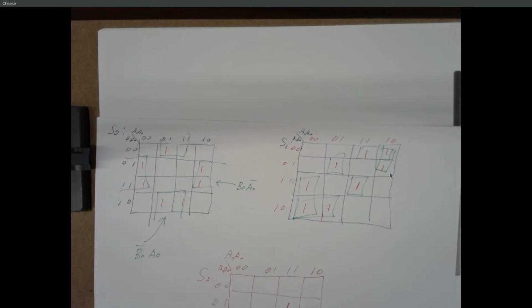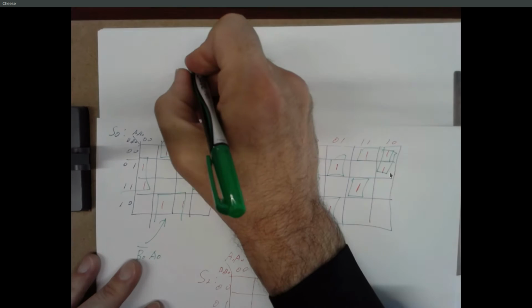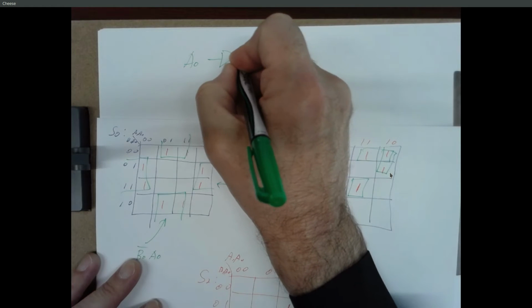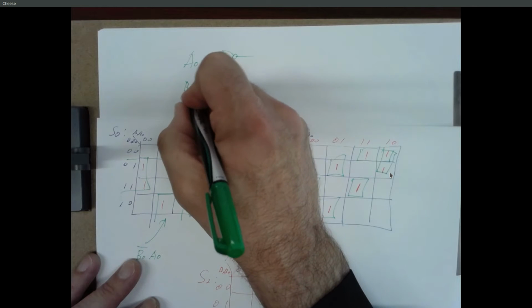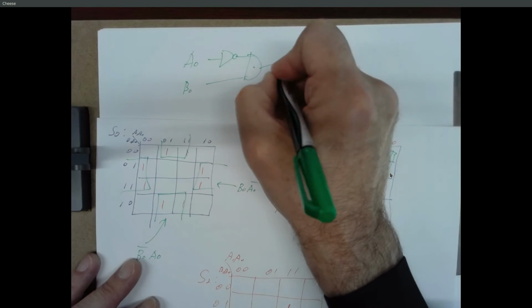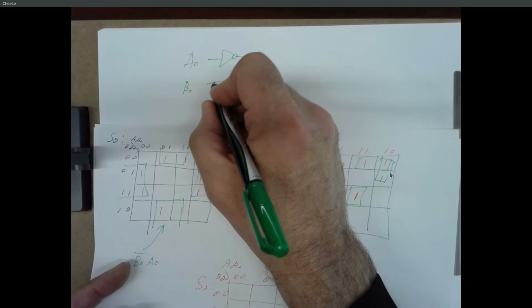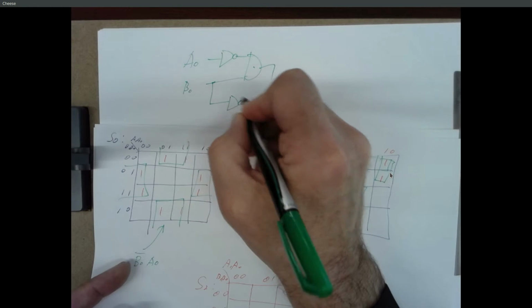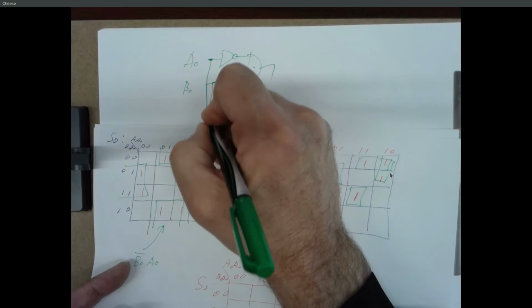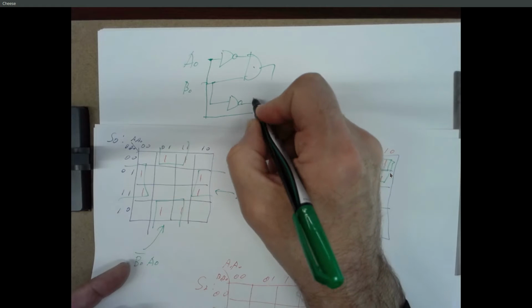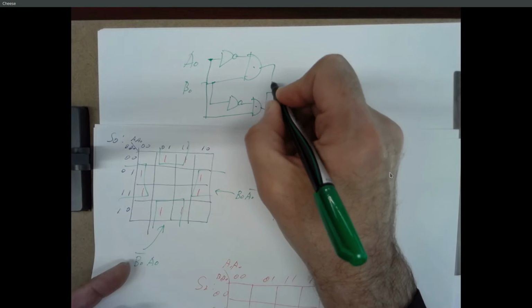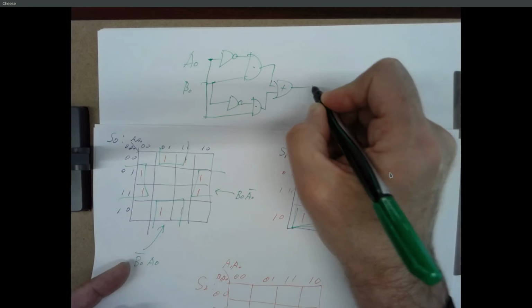For example, if I want S0 to be equal to the OR of these things, I could take A0, invert it. I could take B0. I could AND those. I could also take B0 and invert that. And I could take A0 uninverted. And I could AND those. And then put those through an OR gate. And there's S0.